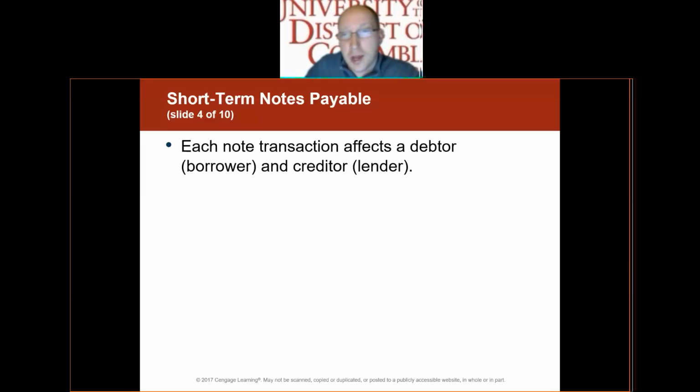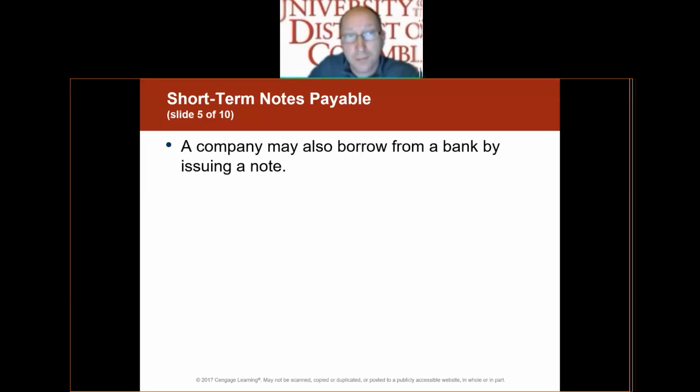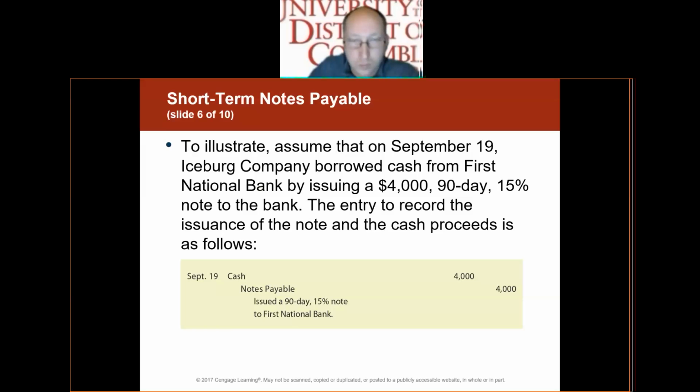Each note transaction affects a debtor, who's the borrower, and a creditor, who's the lender. That makes sense. I'm receiving or sending money to someone, right? So the debtor is the borrower, the creditor is the lender. A company may also borrow money from a bank by issuing a note. And here's how that looks. Let's say we're the company, okay? And we're borrowing money from First National Bank to do whatever it is that we need to do, right?